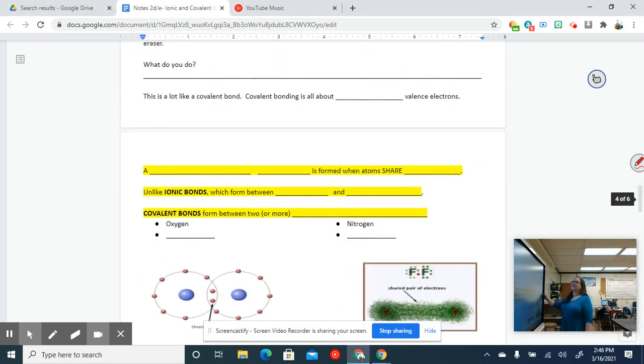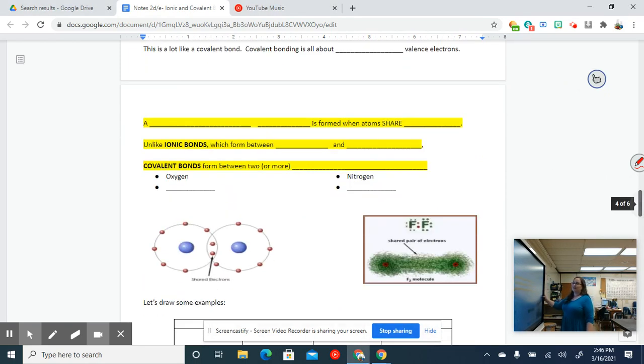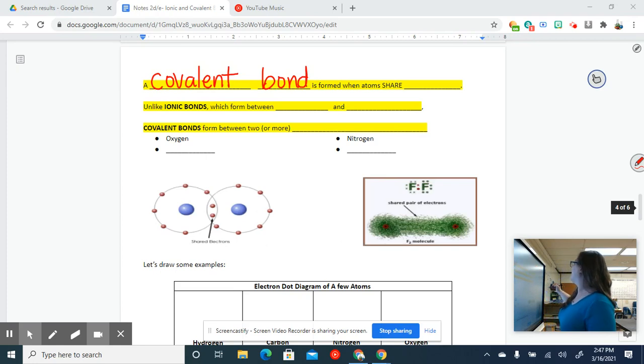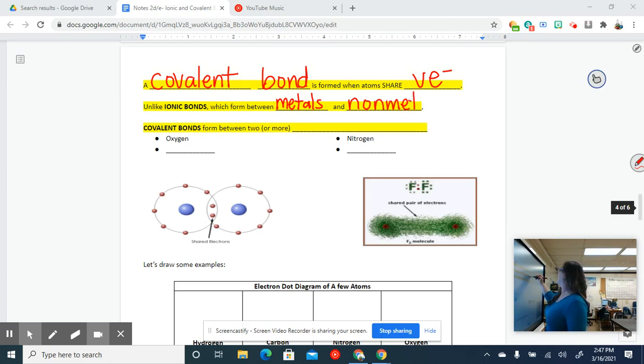Yet again, everything that's highlighted in yellow means that it's a test question alert, means it's going to be on the test. So a covalent bond is formed when atoms share valence electrons. Unlike ionic bonds, which form between metals and nonmetals, covalent bonds form between 2 or more nonmetals.